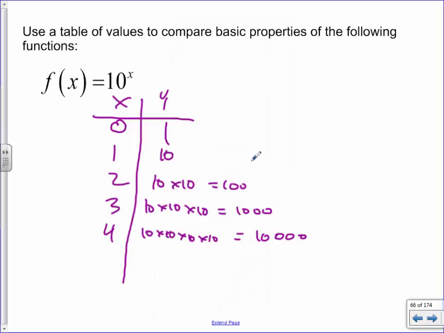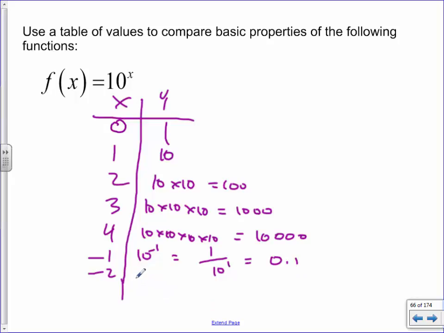I'd also like to talk a little bit about what happens to negative numbers, like -1 and -2. Well, what does a negative exponent mean? 10 to the -1 means 1 over 10 to the 1, which is a tenth. A tenth is 0.1.